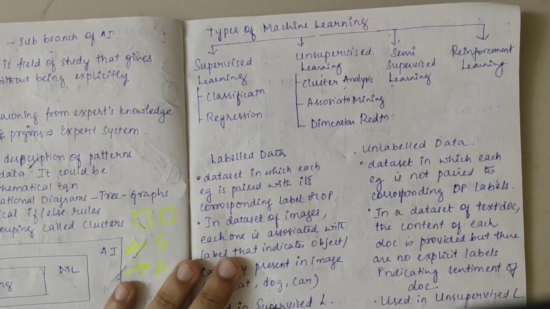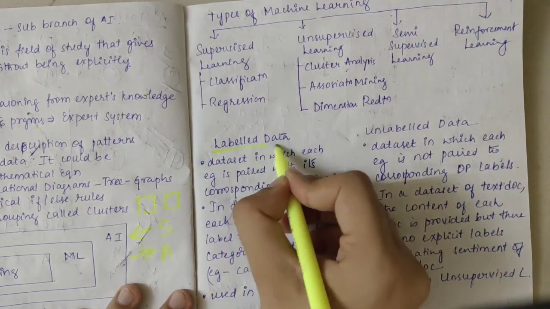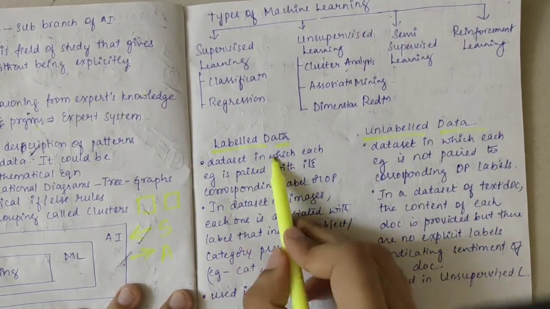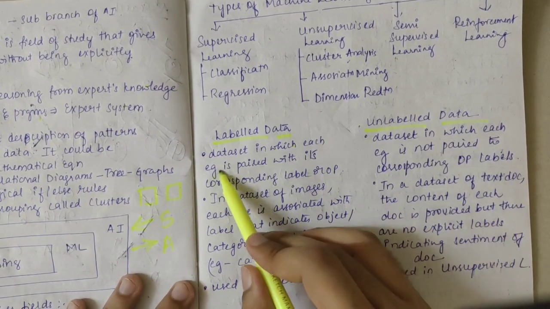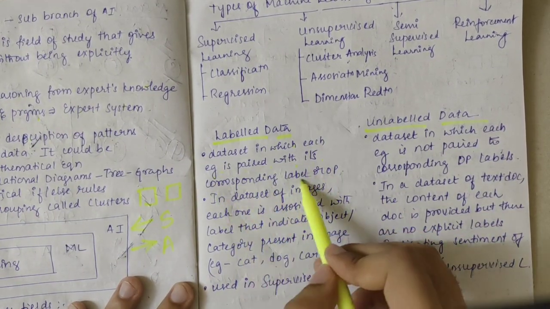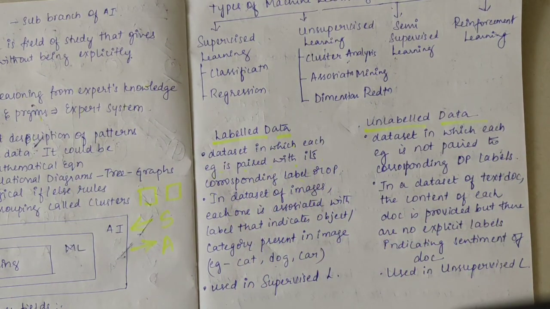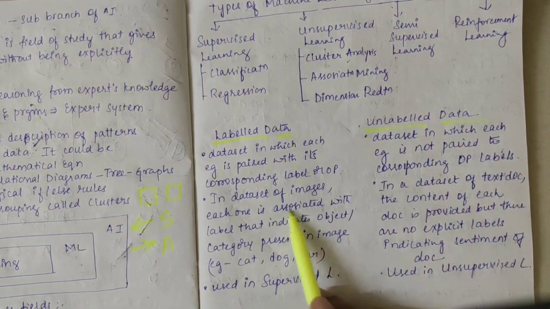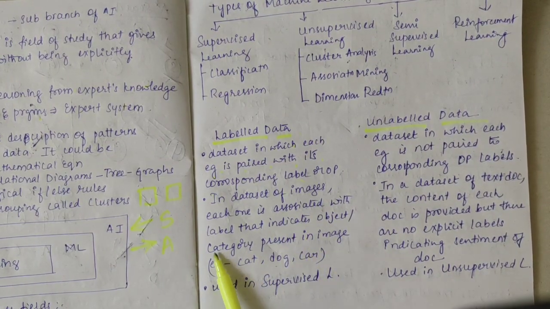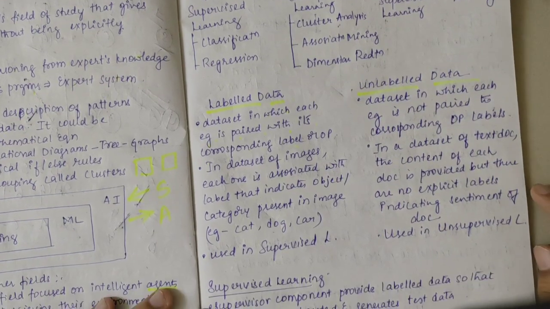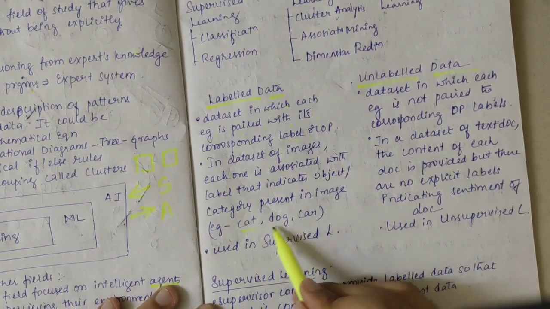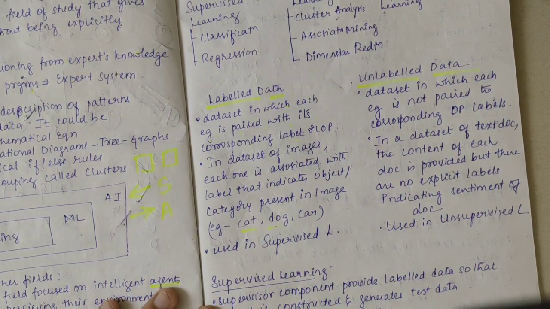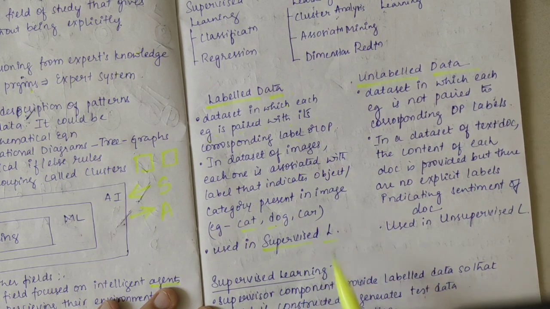Now we'll look into the types of ML. First, labeled data and unlabeled data. Labeled data is a data set in which each example is paired with a corresponding label or output. Whatever the input, the data is defined or labeled properly. In a data set of images, each one is associated with a label that indicates an object or category present in the image. Out of 1,000 images, we can classify them as cat, dog and car. That is how you label the data. It is used in supervised learning.